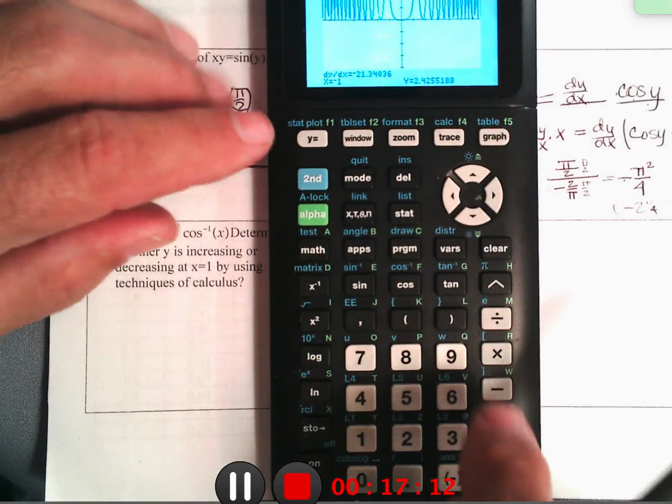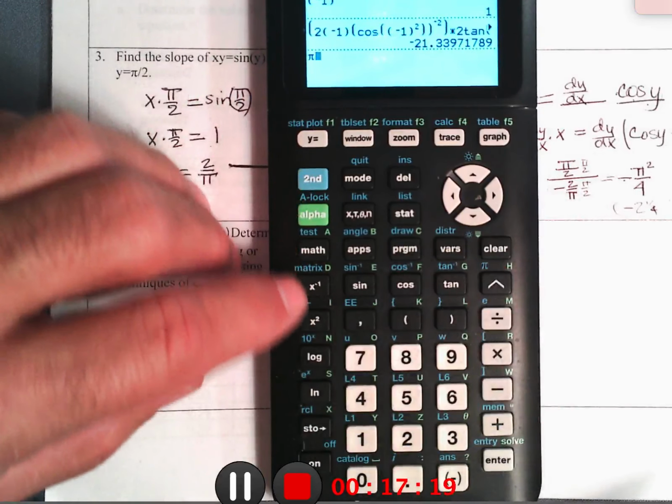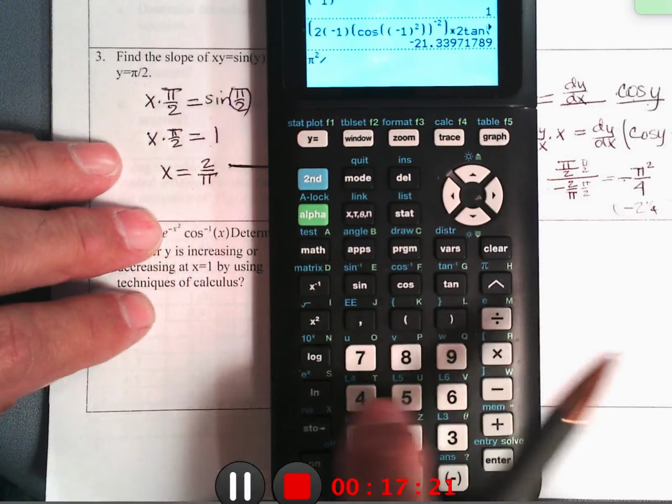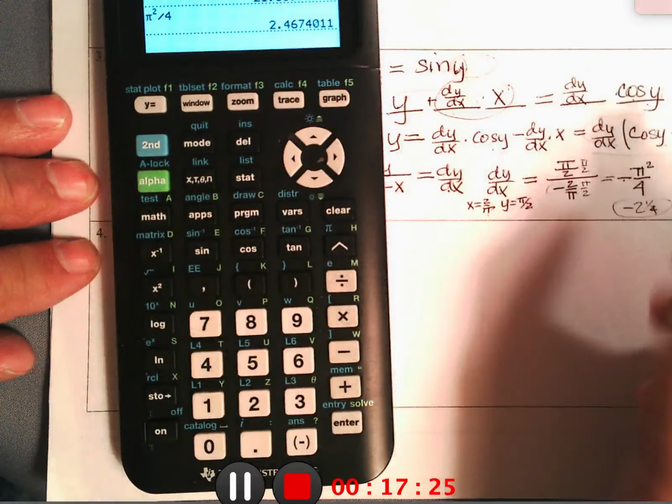Second quit. Pi squared divided by 4. It's negative 2.467.